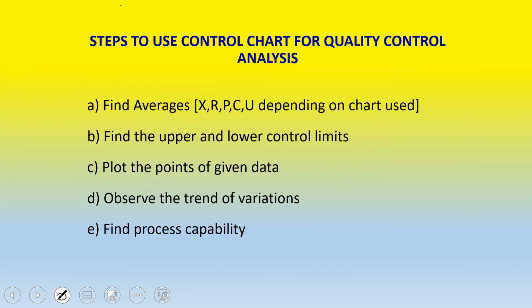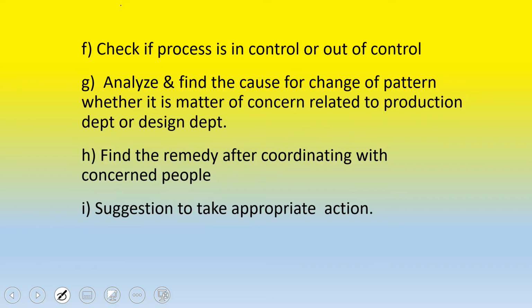Steps to use control chart for quality control analysis. We have to find averages. Then we have to find upper control limit and lower control limit. This will vary for different charts. Plot the points of given data. Observe the trend of variation. Then we have to find the process capability to understand whether the process is in control or not. Then we have to check if the process is in control or not.